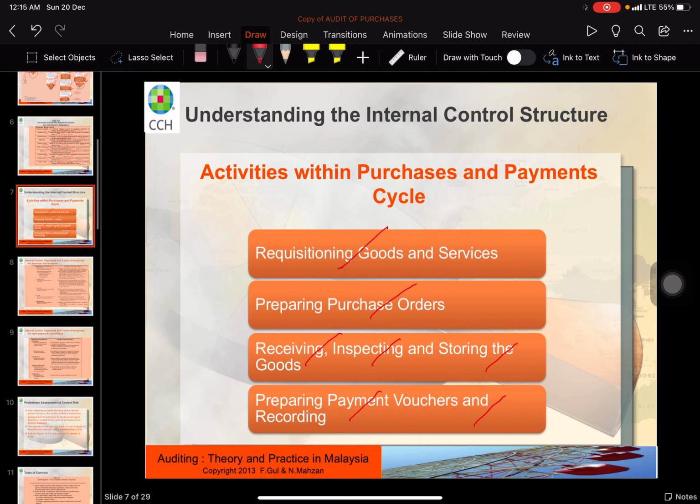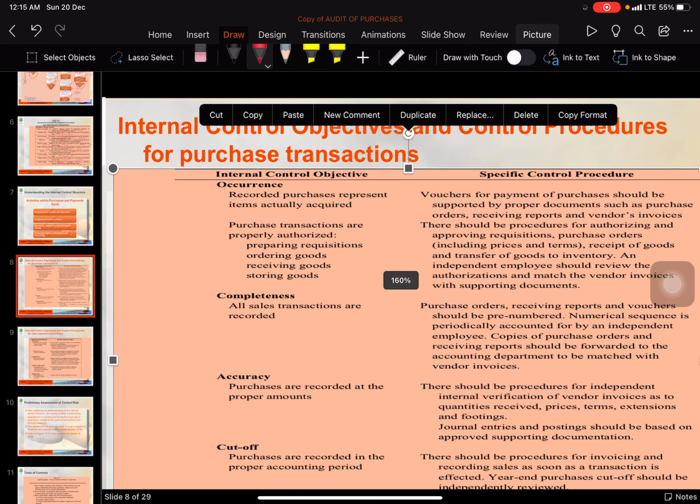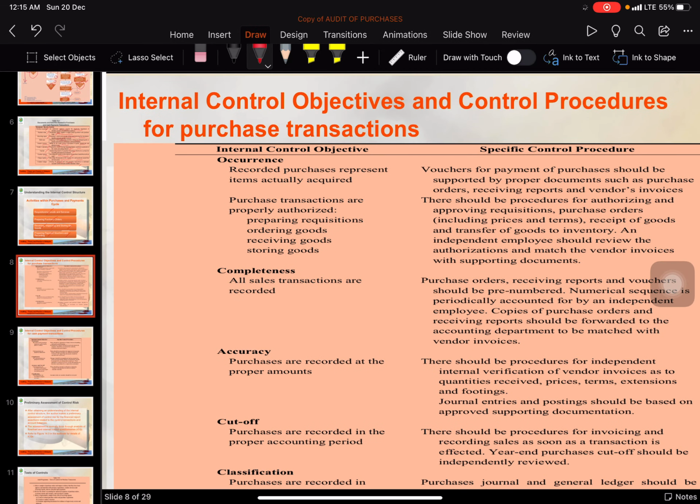Okay, so what will be the next one? So this is the internal control objective and internal control procedure. So right, we can see here for the occurrence, to make sure that the things occurred or exist. So recorded purchases represent the actual acquisitions. So it means that there is no fictitious purchase.